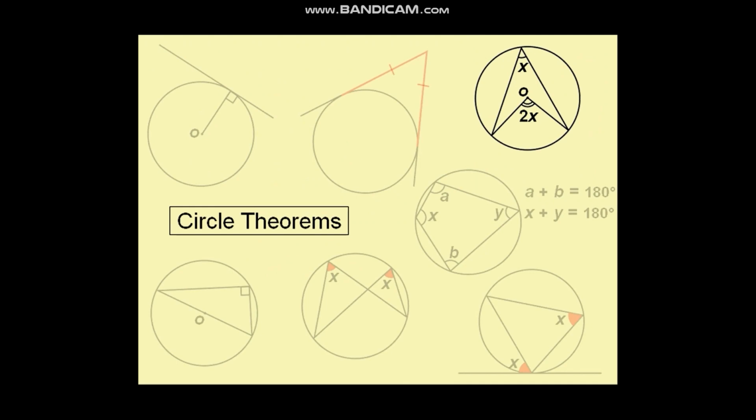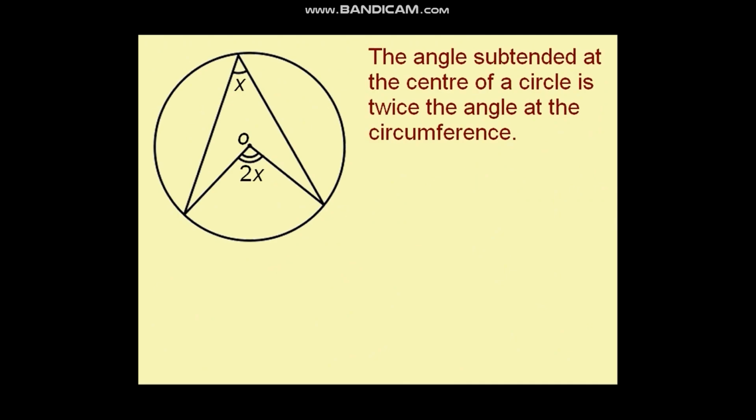Now let's move on to the third circle theorem. The angle subtended at the centre of a circle is twice the angle at the circumference. Subtended just means made. So in other words, the angle here is double the angle here.